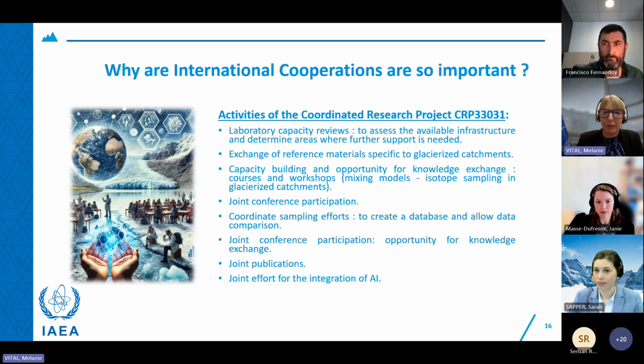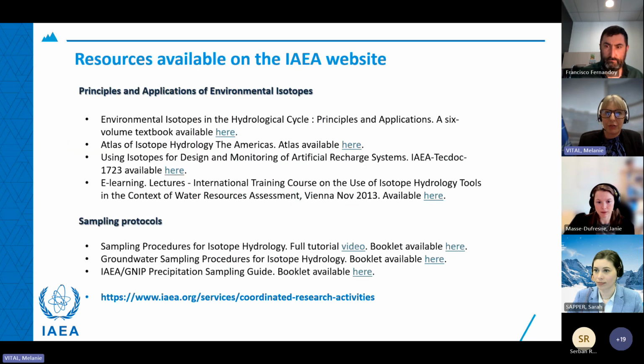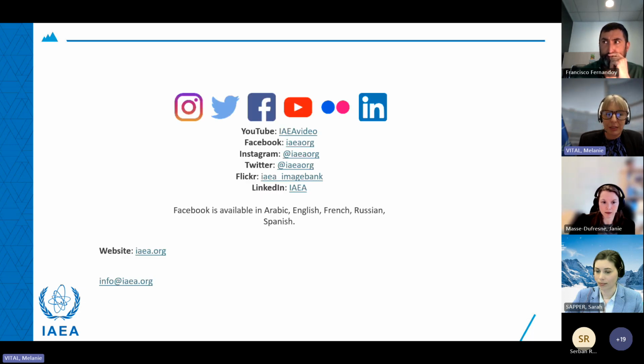You can find information on the website of the IAEA. There is a lot of resource available through Isotope directly, information on isotope methodologies, but you can also find information on the coordinated research project activities if you are interested to participate in the future. All the information is also available on the different websites and social media of the IAEA. The main website is iaea.org.